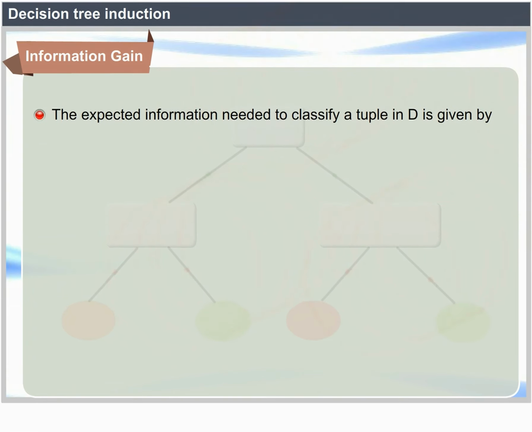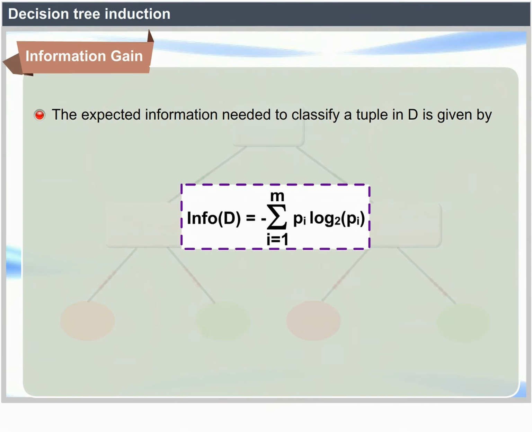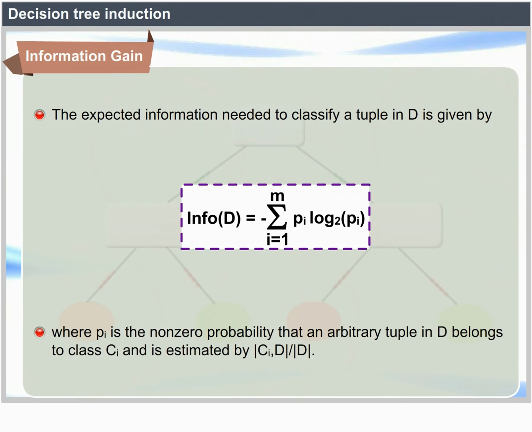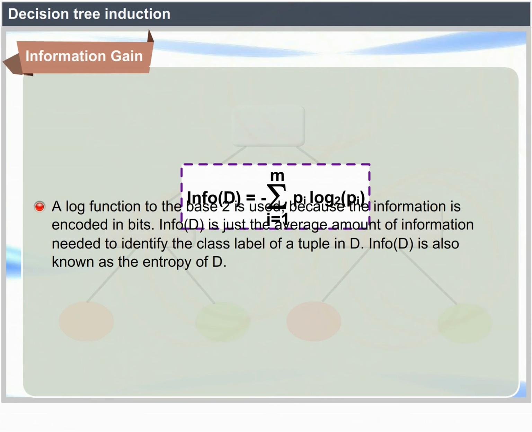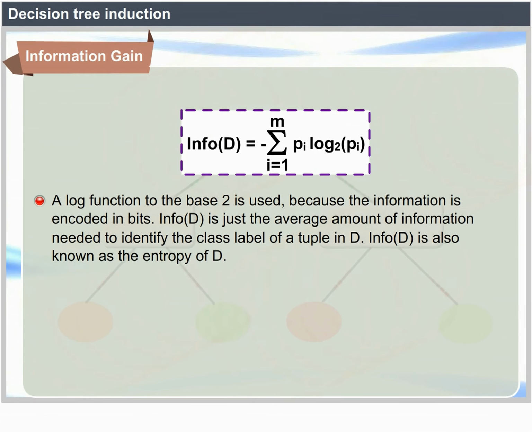The expected information needed to classify a tuple in D is given by Info(D) = minus summation of i equals 1 to m, pi log2 pi, where pi is the non-zero probability that an arbitrary tuple in D belongs to class Ci and is estimated by |Ci,D| divided by |D|. A log function to the base 2 is used because the information is encoded in bits. Info(D) is just the average amount of information needed to identify the class label of a tuple in D. Info(D) is also known as the entropy of D.